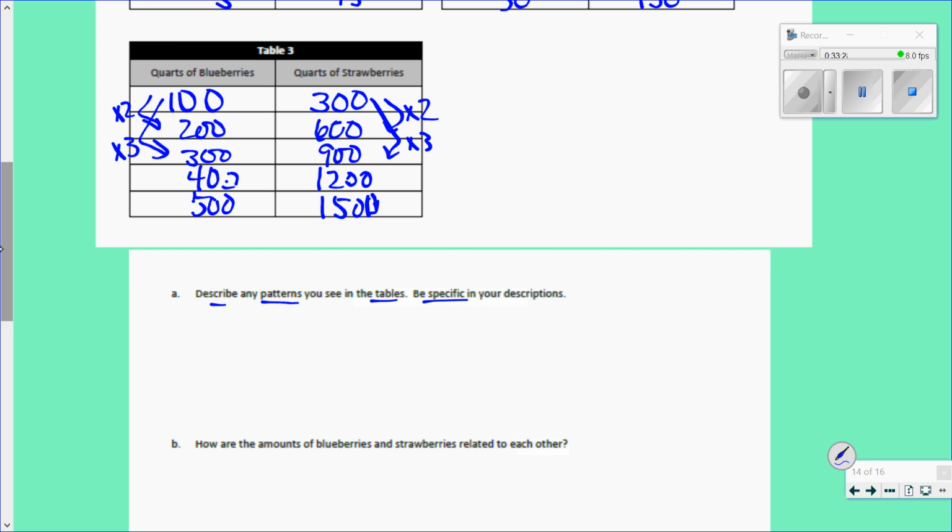I'll give you a hint. I'm actually looking for a specific math term. Using a math term, how would you describe all those relationships? Logan? They are equivalent ratios. Thank you. Okay? So they are all equivalent ratios.